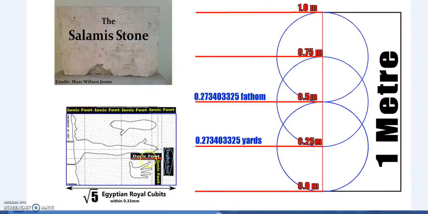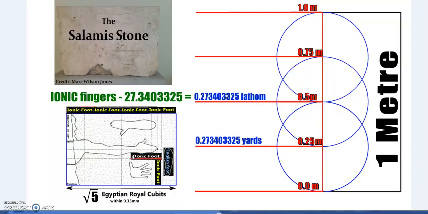Okay, Doric cubit as well. Now the Salamis stone. Now think of the Ionic and the Salamis stone. Well, it just so happens that half a meter, or 0.2734033325 fathom, is 27.3403325 Ionic fingers or digits.